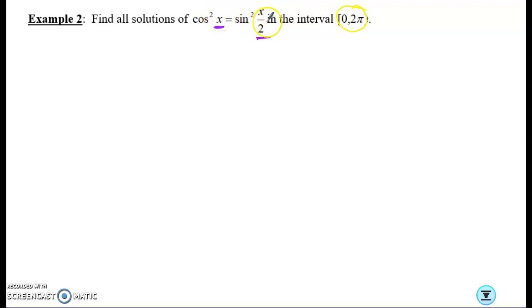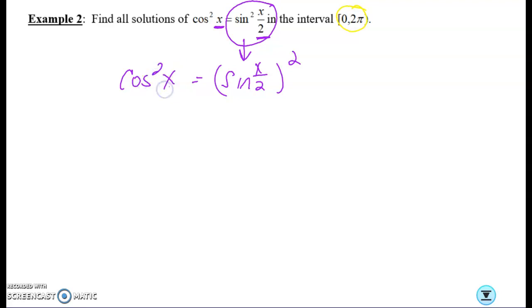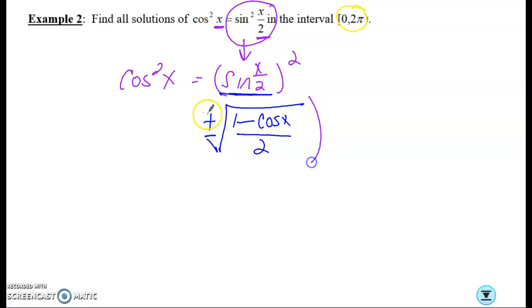We have to get the angles to be the same or we can't do this problem. Luckily, I see a half angle here. This is the same thing as saying the sine of x over 2 squared. So we are going to go to our half angle identities, and for the sine of x over 2, we're going to plug in the formula, which is plus or minus the square root of 1 minus the cosine of x, divided by 2. Now, that whole thing is squared, which is a good thing.